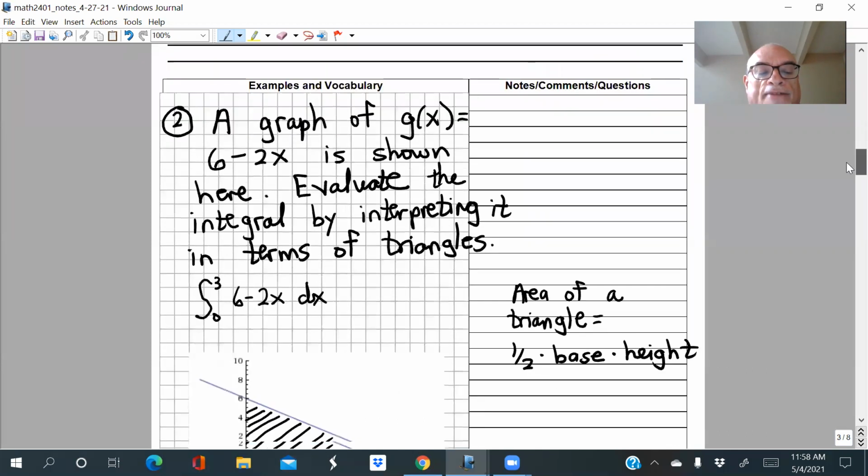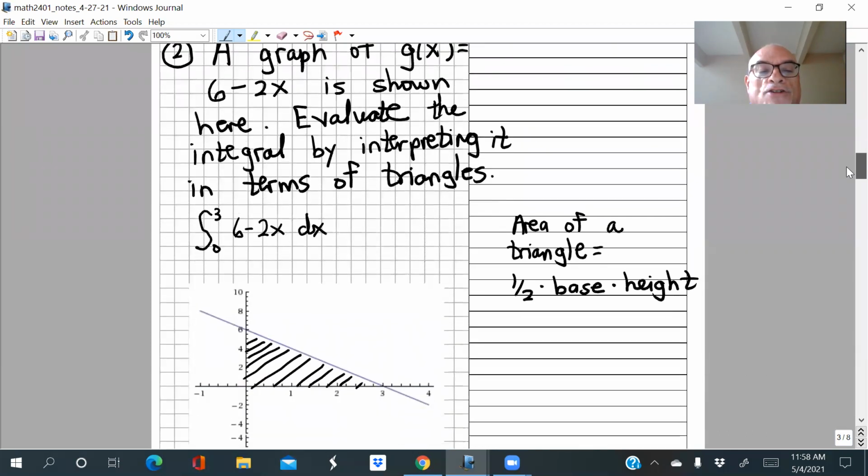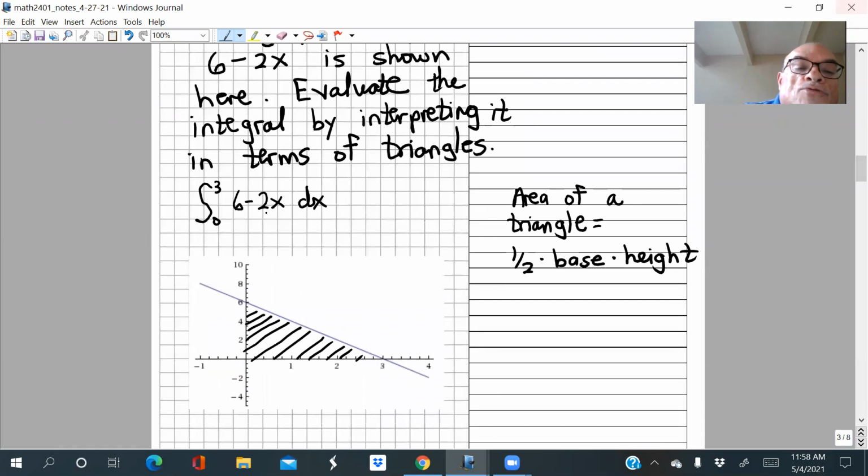So here I've made a graph of it, and here's what this definite integral looks like geometrically. It looks like this. This line sloping down is the line 6 minus 2x. And we're going from x equals 0 to x equals 3. It so happens 3 is the x-intercept for this straight line anyway. So you end up getting this region, which is just a triangle.